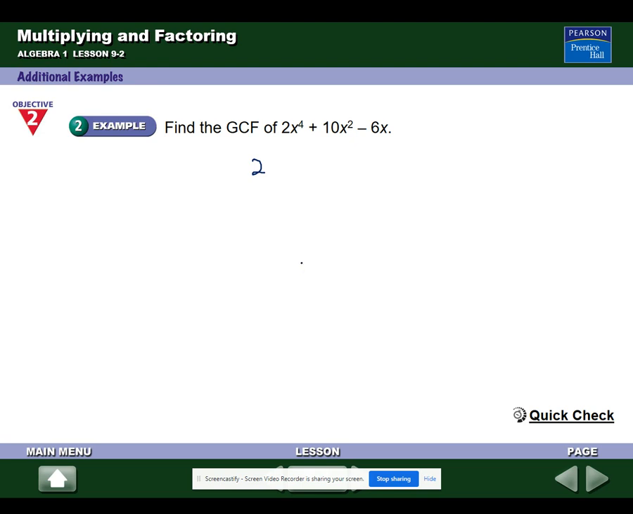Now think of the variable and exponents combinations. What variable exponent combination is the biggest one that comes out of x to the fourth, x squared, and x? That's going to be x. You see, if you take anything bigger than x, you're not going to be able to divide it out of the last term. If you try to divide out x squared, you can't take x squared out of negative 6x. That's too many x's. If you think x to the fourth, well, you can't take x to the fourth out of 10x squared or negative 6x. The biggest thing that you can take out is just x to the first power. So the GCF is just 2x.